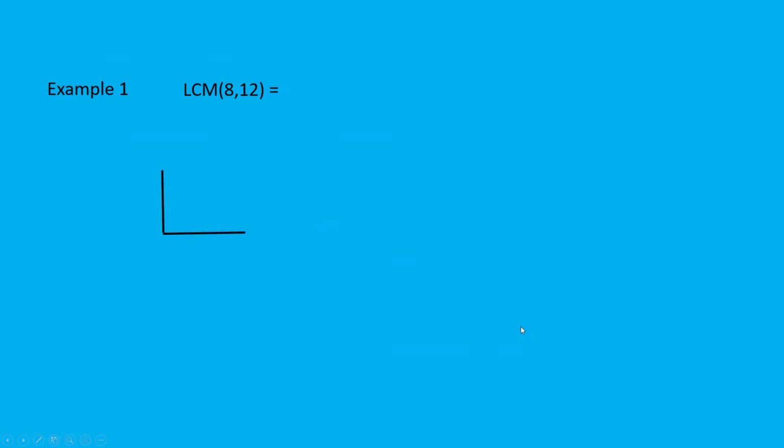We draw an open box similar to the one on the screen with 8 and 12 inside of it. We might see 4 divides into both. We get 2 and 3. The only number that goes into 2 and 3 is 1, so we're done.